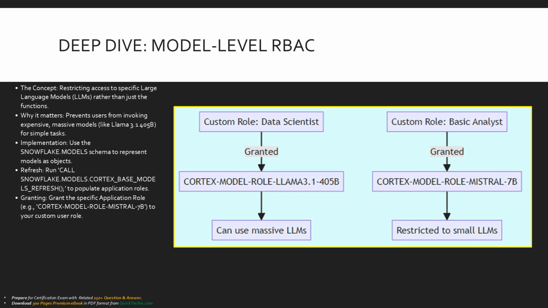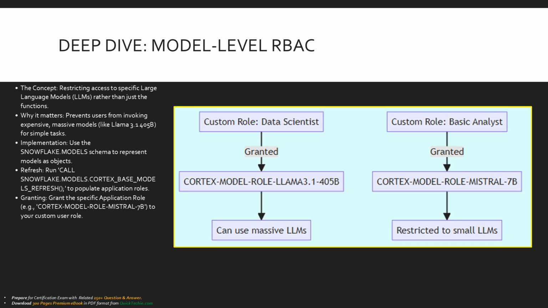Let's go one level deeper into the architecture. Governing the functions is great, but what about the models themselves? Running a 7 billion parameter model costs significantly less than a 405 billion parameter model. Snowflake allows for model-level RBAC. This means you can dictate exactly which models a user is allowed to pass into the AI complete function.